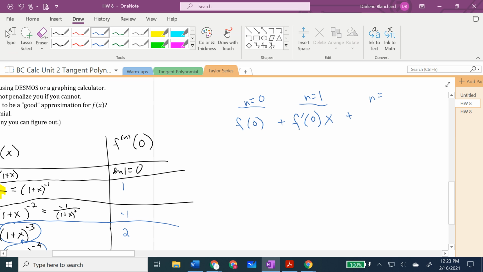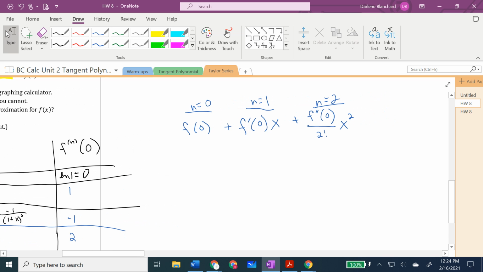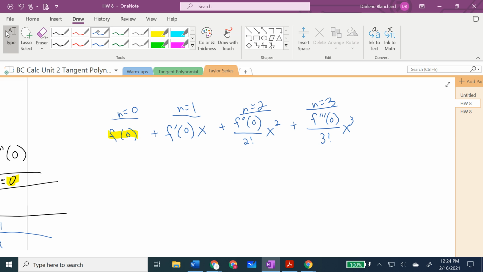The formula kicks in a bit more once we hit 2, where we can actually see something different. Second derivative at the center over 2 factorial times x squared. Third derivative at the center over 3 factorial times x cubed. And because we got 0 for f of 0, that's just going to give me, I'm not even going to bother writing that term. It's a 0 term. And I'm going to need to move to n equals 4.